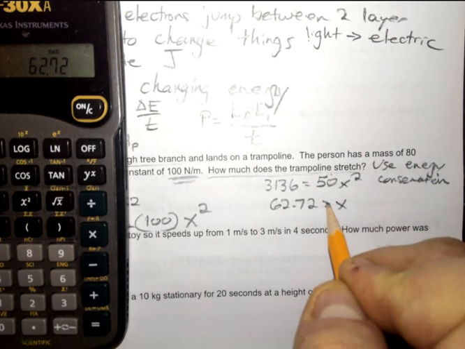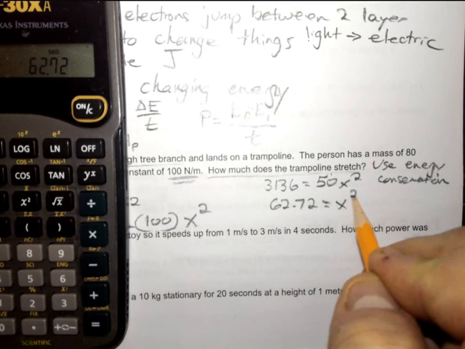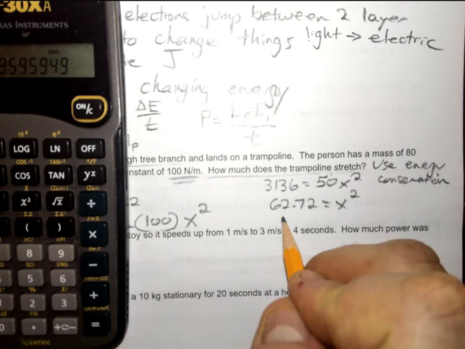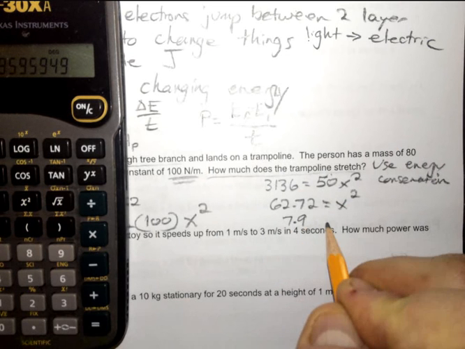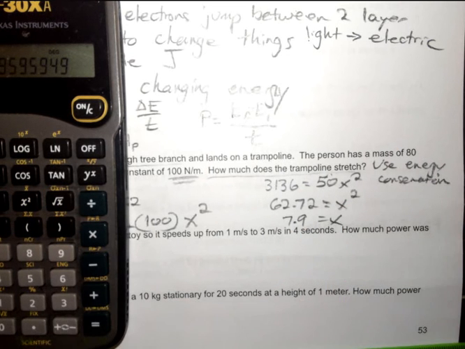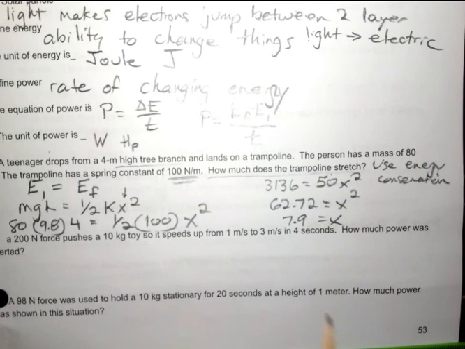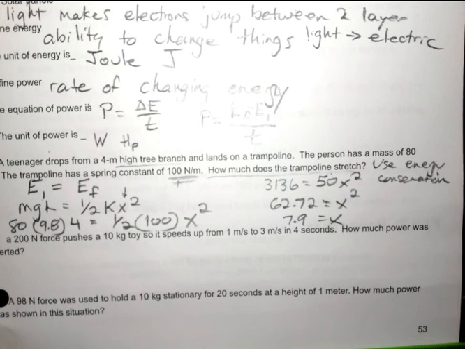You don't stretch a trampoline 62 meters. You got to square root both sides now. 7.9. Does that make sense? I hope you say, what? Stretching a trampoline 8 meters? That's ridiculous. And I agree with you, it is. So these numbers are all whacked out. A trampoline probably has a much higher spring constant than 100. But for these numbers, that's what it is.